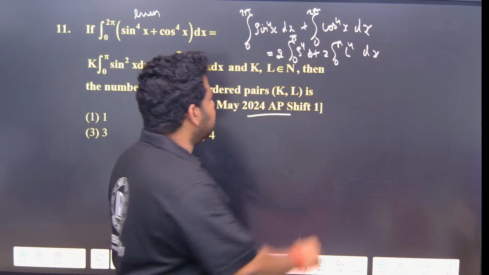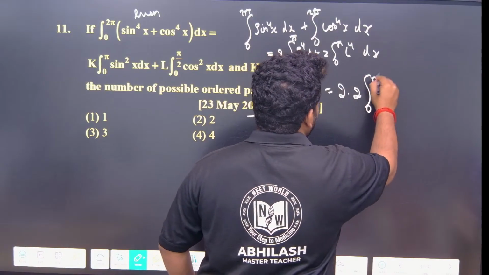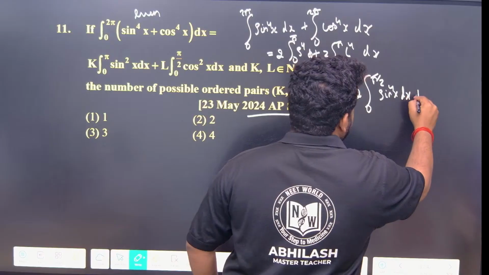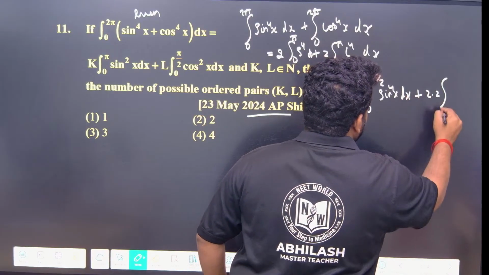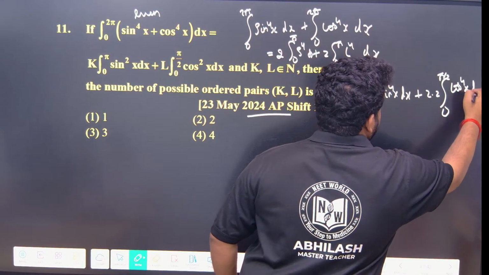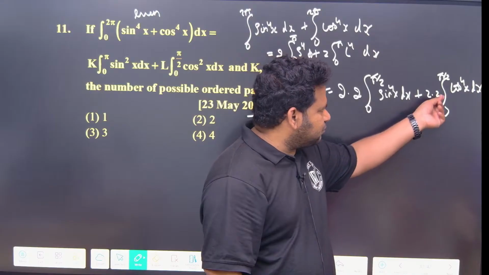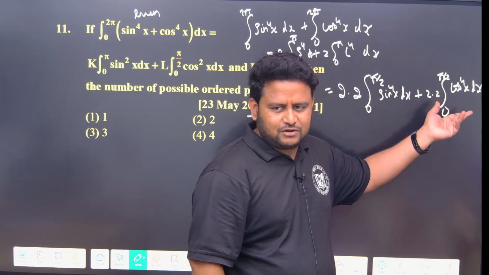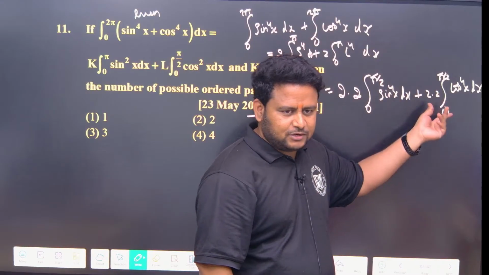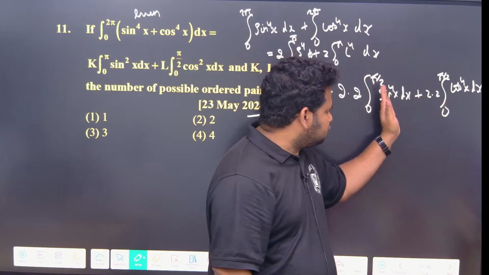So I can write it as 2 times integral 0 to pi by 2 sin power 4x dx plus again 2 into 2 integral 0 to pi by 2 cos power 4x dx. Okay, I know that 0 to pi by 2 sin power 4x and 0 to pi by 2 cos power 4x will give me the same value, because the power is even, so there definitely will be pi by 2. So the value will depend only on 4 and it is pi by 2. So this and this are the same.